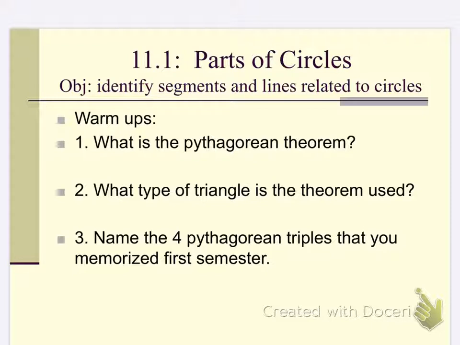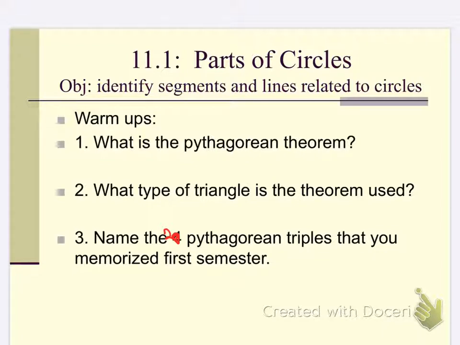So, here's your warm-up. What's the Pythagorean theorem? What type of triangles are used in this theorem? What is the theorem used for? And then, name 4 Pythagorean triples. Let's just do 2 there. Let's switch that to a 2. Okay, so I'll give you a second to try these out. Okay, that was long enough of a second for me.